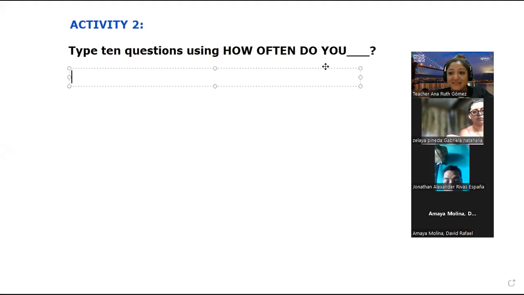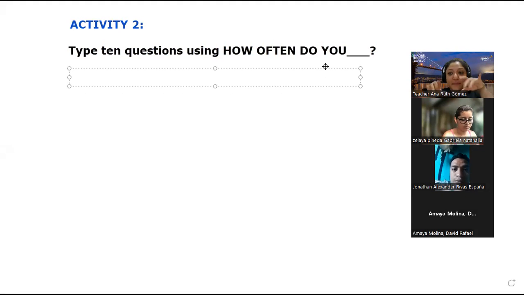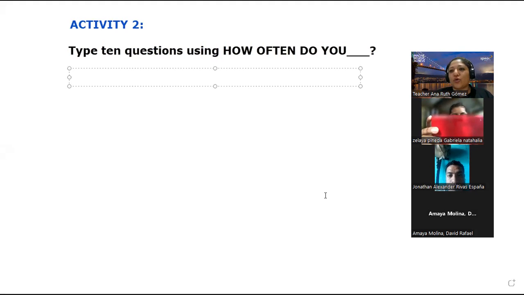Very good, excellent. Is it clear? With your classmates in groups, you're going to prepare your questions. But if there is one person with a computer, type the questions maybe in a Word document, or you can do it on a PowerPoint slide or Excel, whatever.